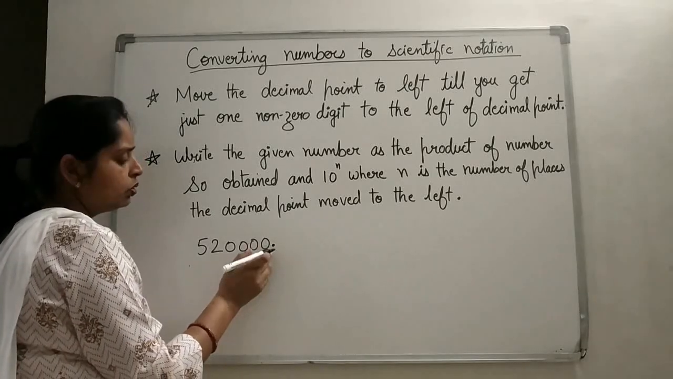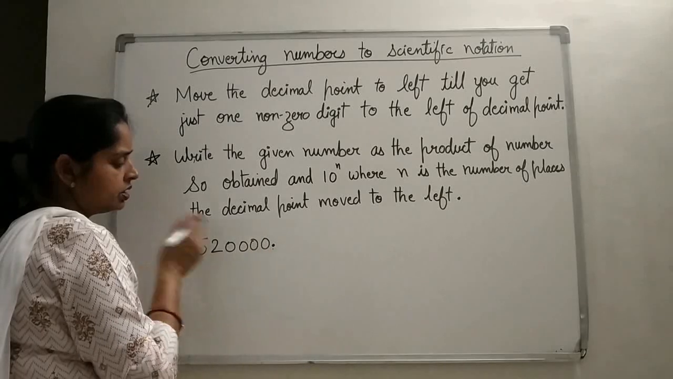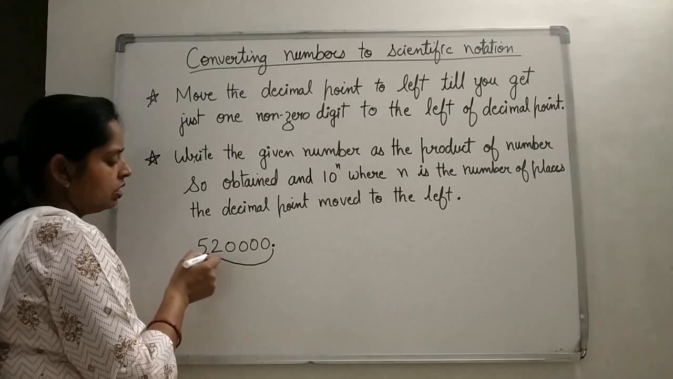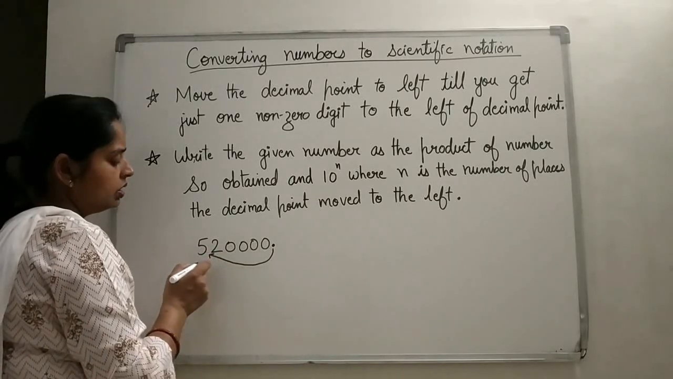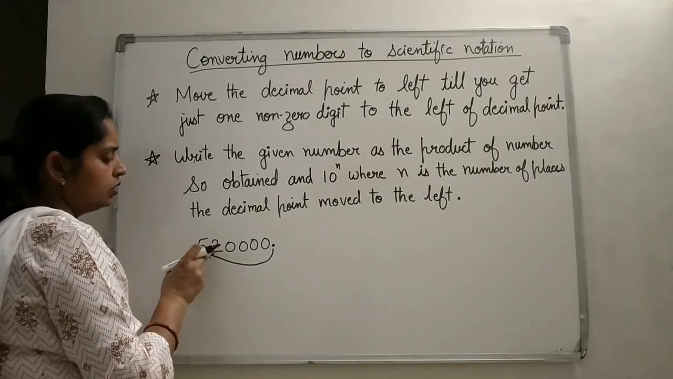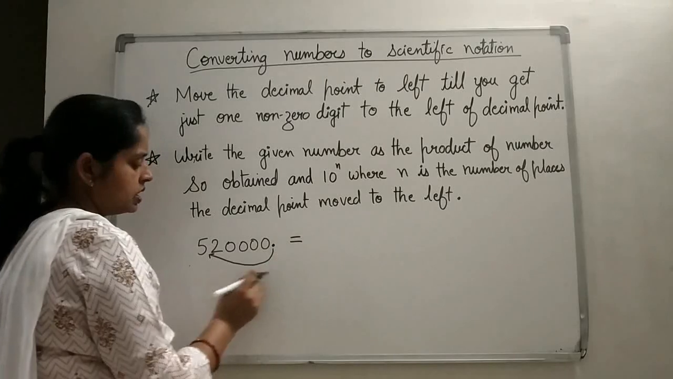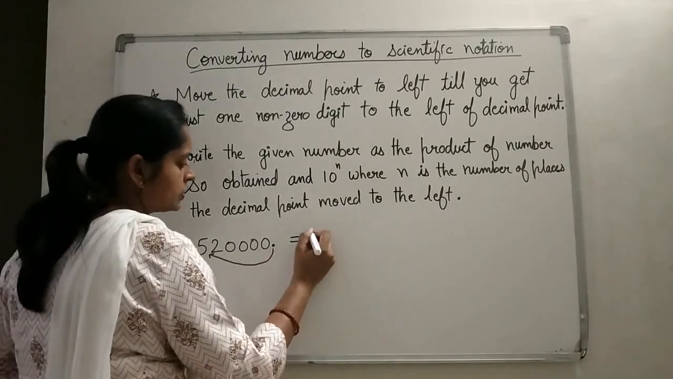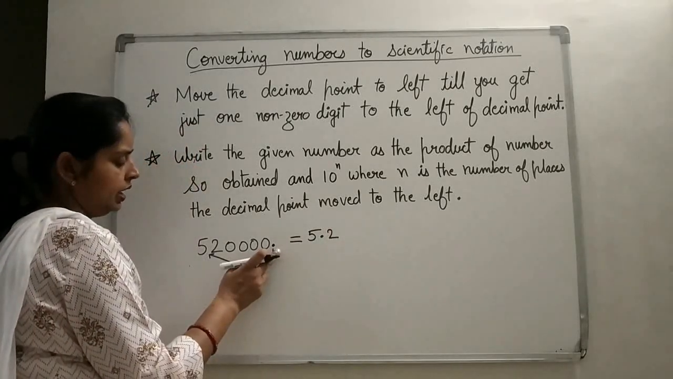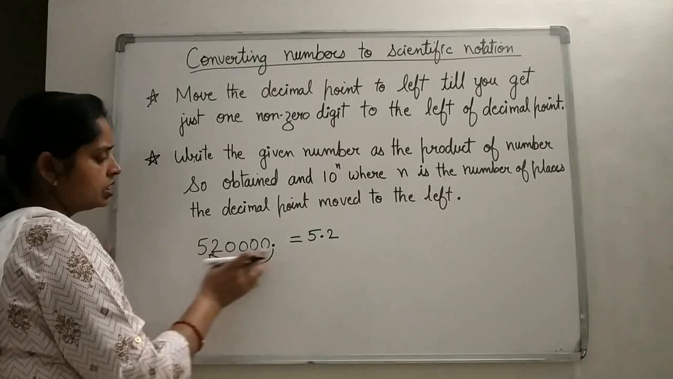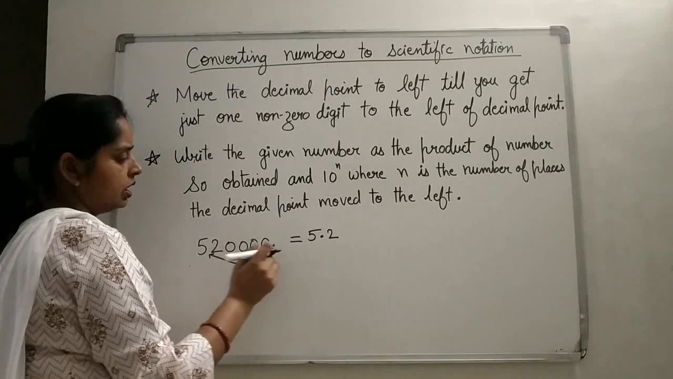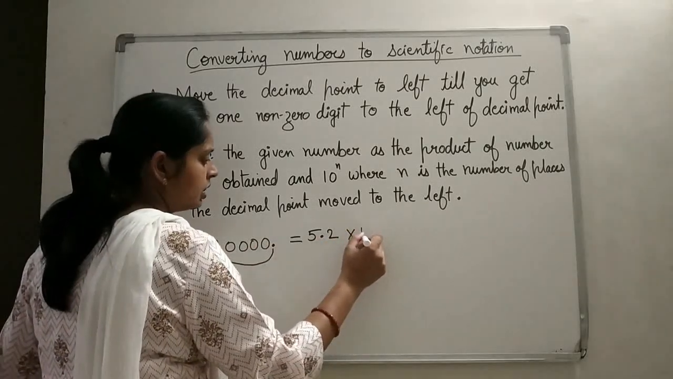Now we have to move this decimal to the left side. We have to move the decimal to the left till we reach just one non-zero digit before the decimal. So we put the decimal between 5 and 2. We express this number in the standard form as 5.2. We have moved the decimal from the end to here, so that just one non-zero digit is before the decimal. Now this should be multiplied by 10 to the power.